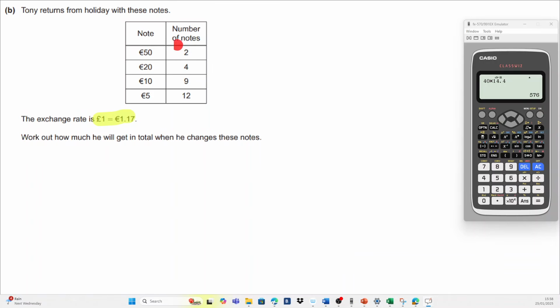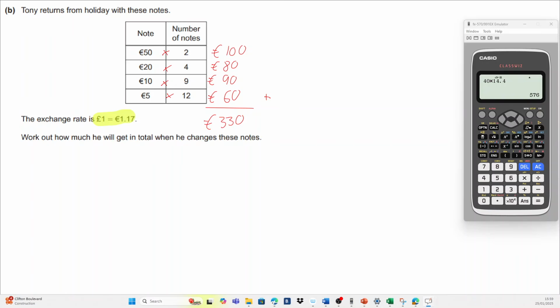So if you've got 2 lots of 50, you're just timesing your numbers together. That's going to give you 100 of these. 4 times 20 is going to give you $80. 10 times 9 is going to give you $90. 5 times 12 is going to give you 60. Now in total, if you add all of those together, 180, 270, 330, you're going to be getting $330. Let me just double check that. So 180, add 90, add 60.